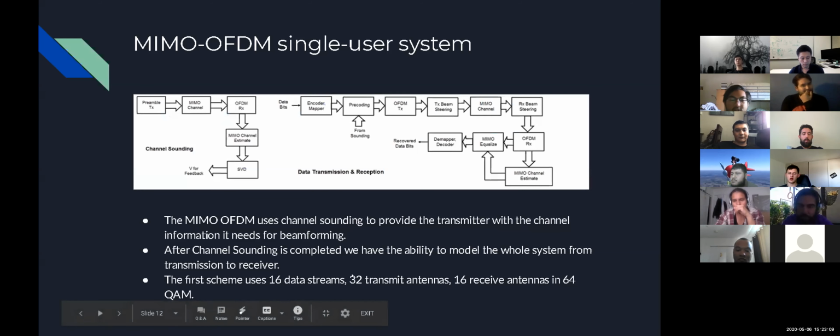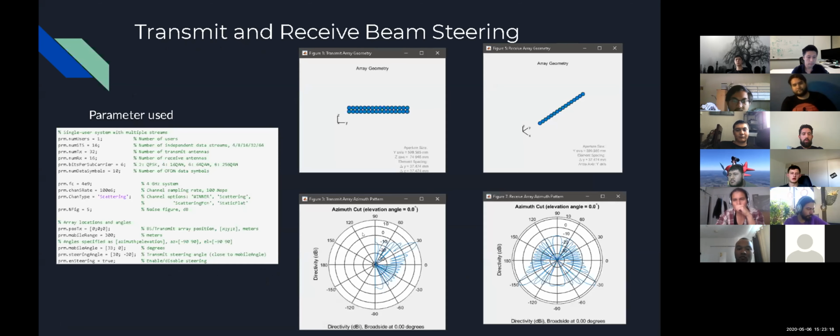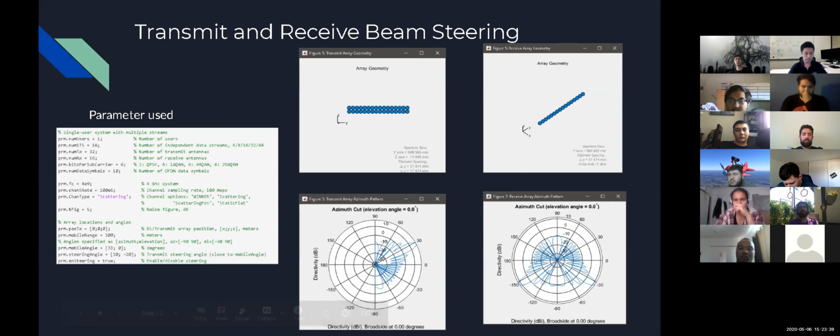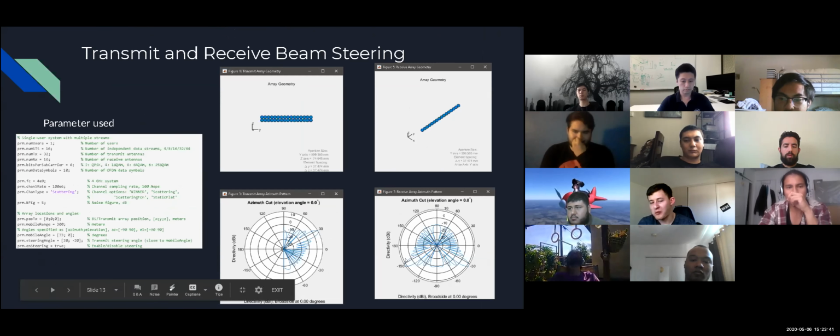And so my first scheme uses 16 data streams, 32 transmit antennas and 16 receive antennas in a 64 QAM. For this, we can see the array geometry and the angle at which I transmitted it, which is at 30 degrees. And here you can see the receiver side of things, where it actually receives the signal given this spike here.